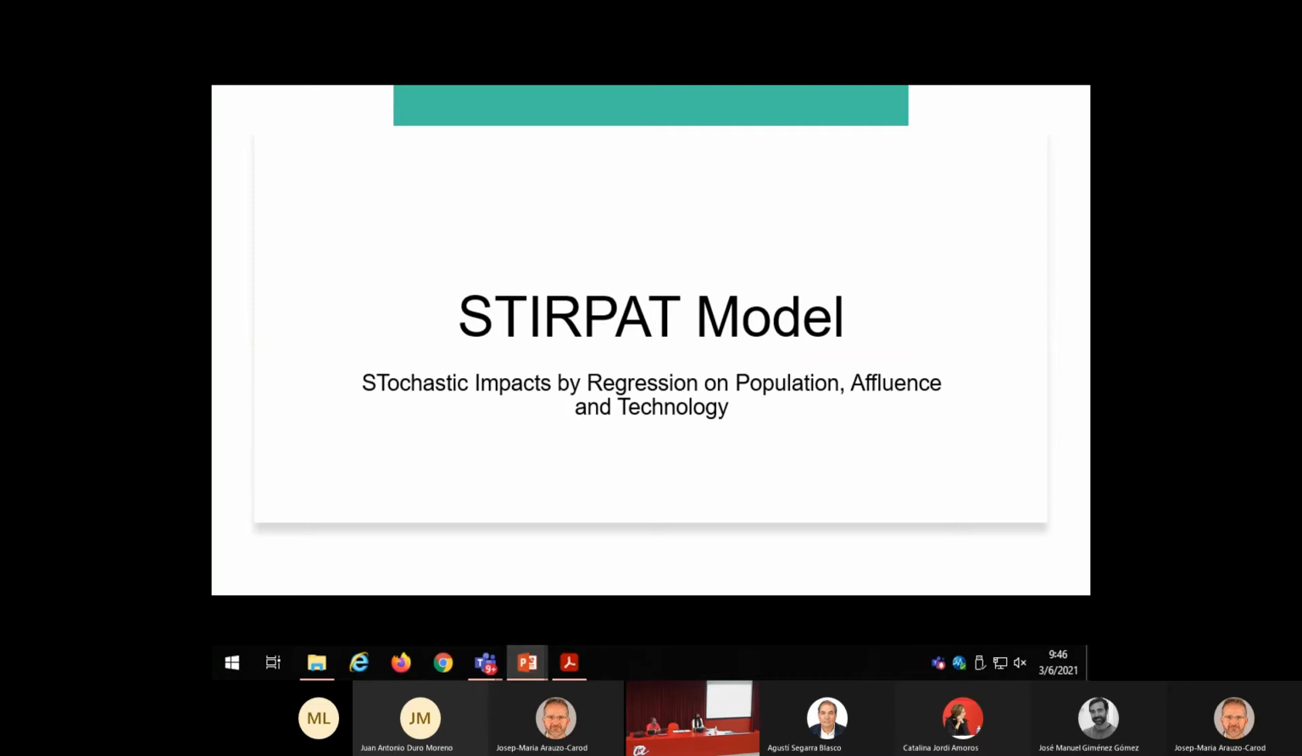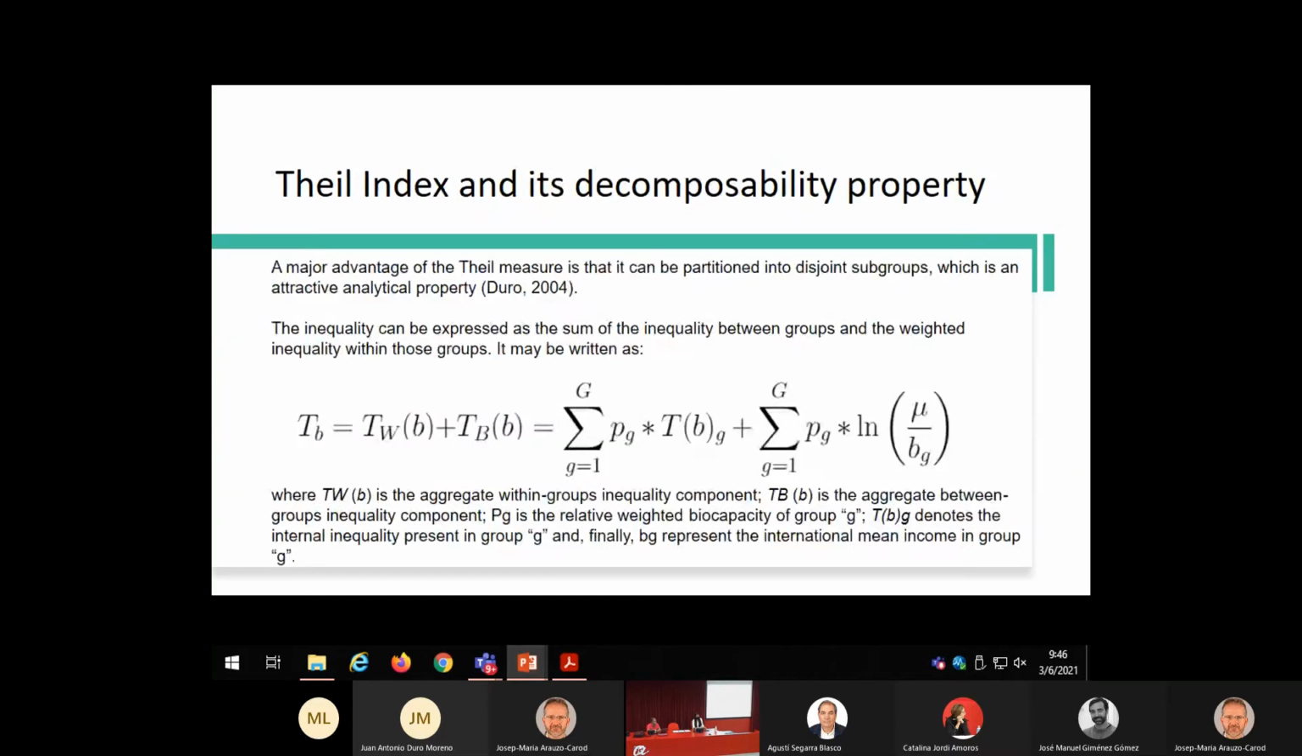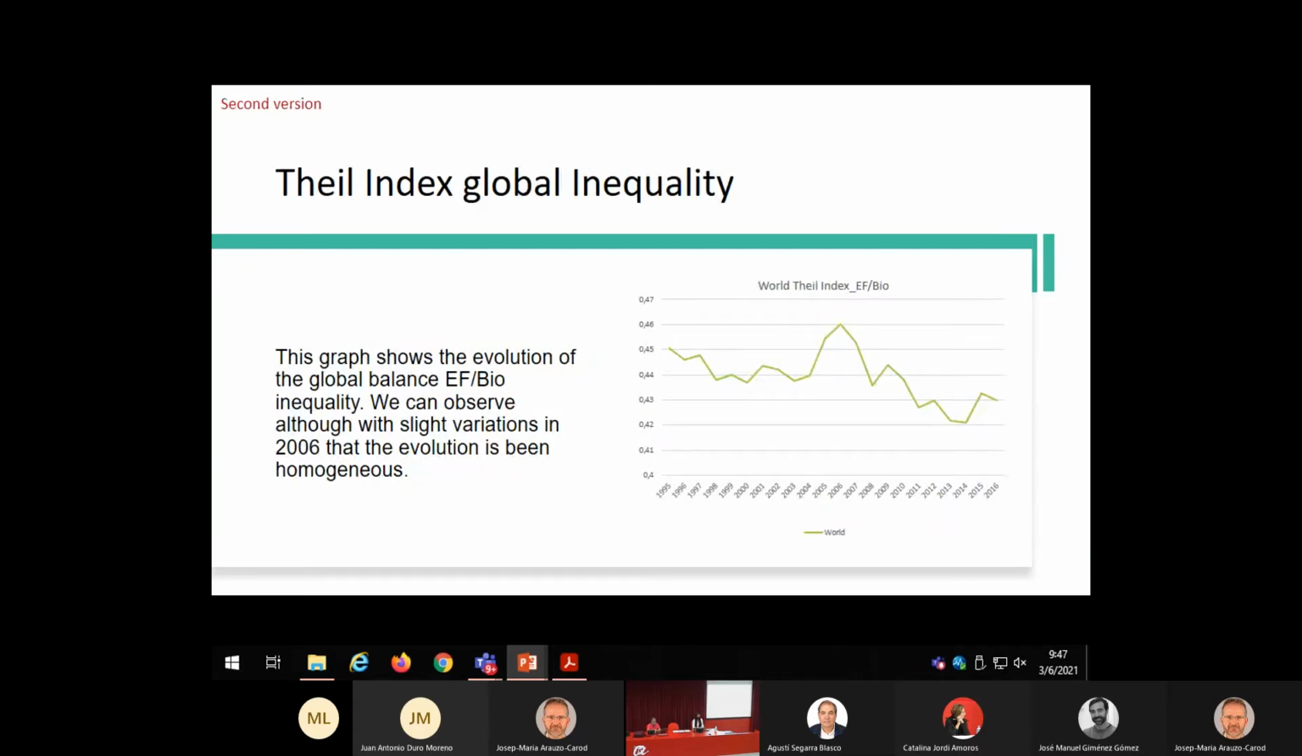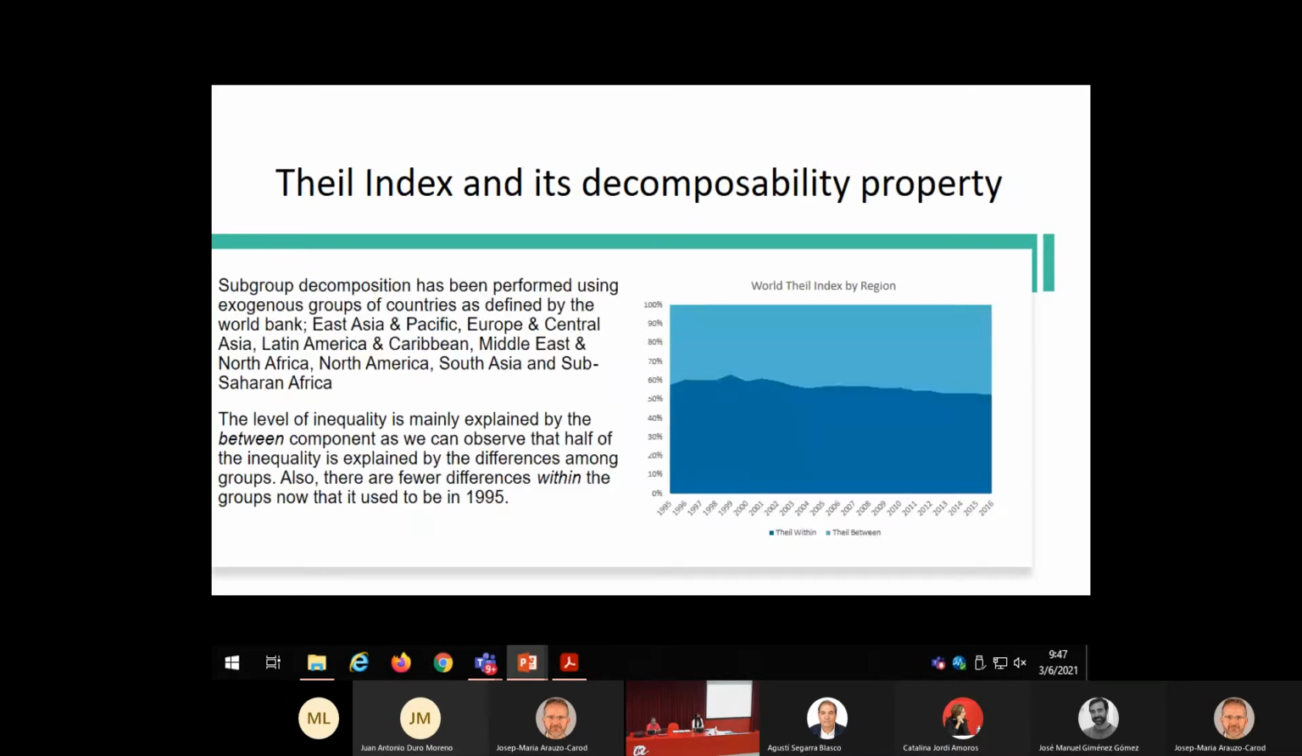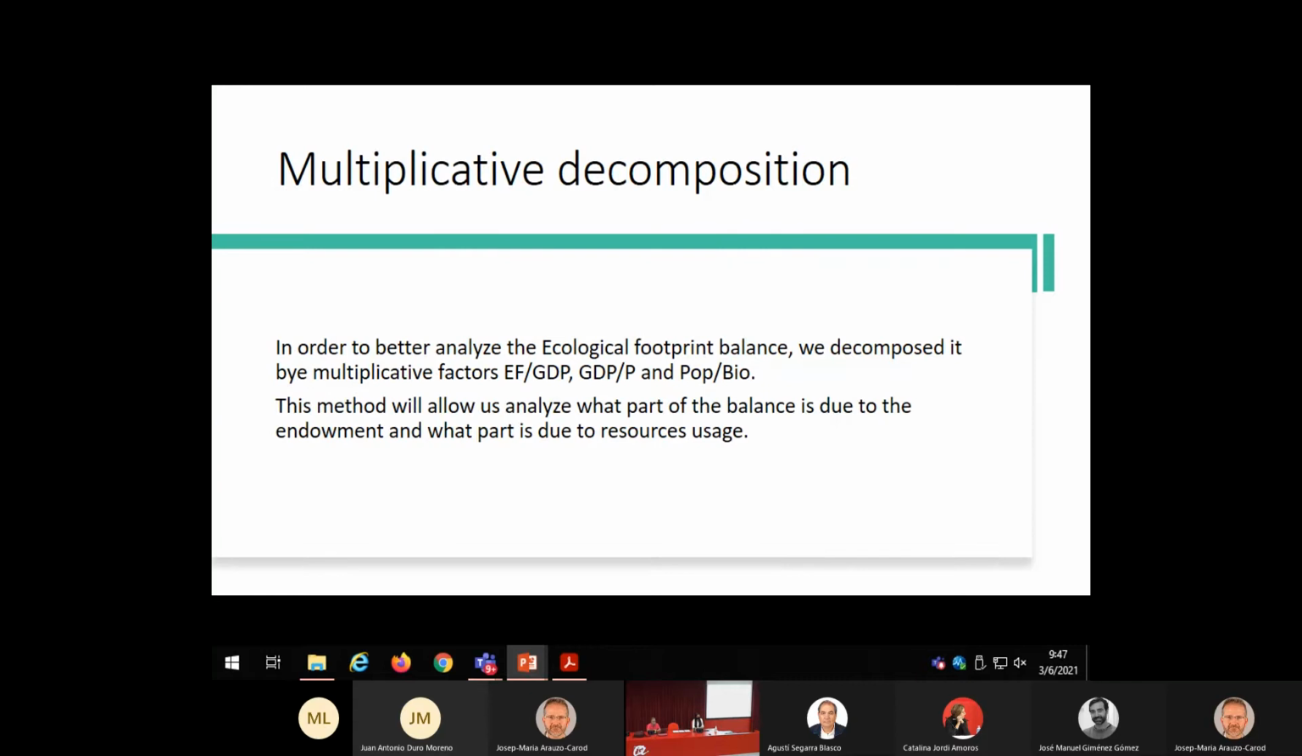And what do you get? Right now we'll see, like here, for example, it's the inequality. No, what I'm asking is, you have that ratio EF to bio, and bio is the supply. And I thought what you were going to do is decompose that ratio into its determinants. And I thought you were going to say now 40% of inequality is due to inequality in biocapacity and 60% is due to EF inequality or something like that.